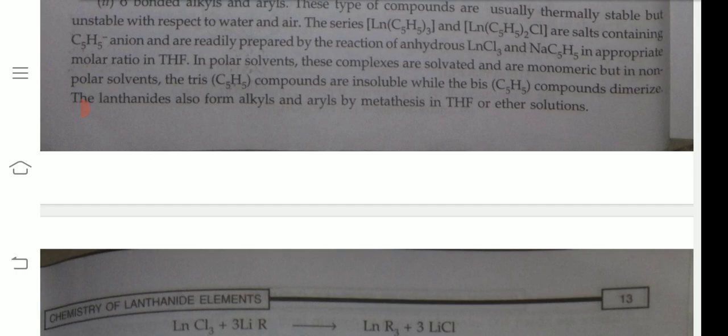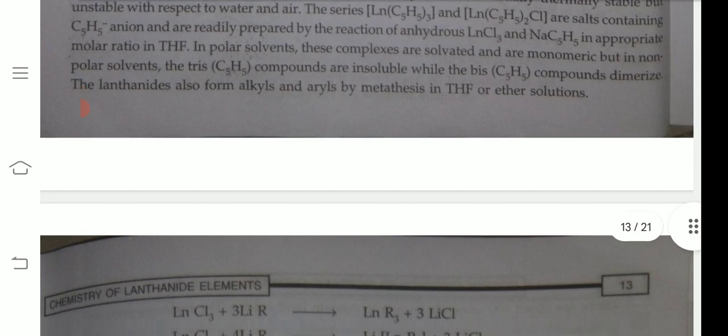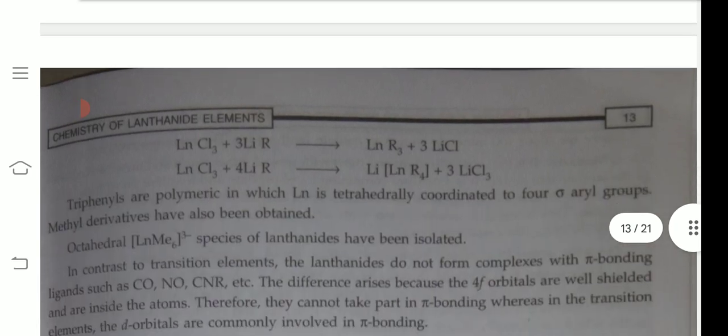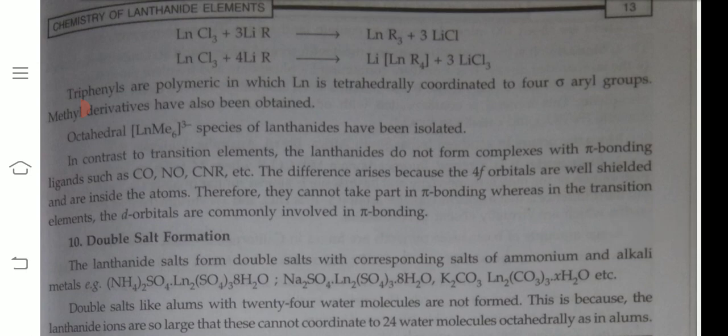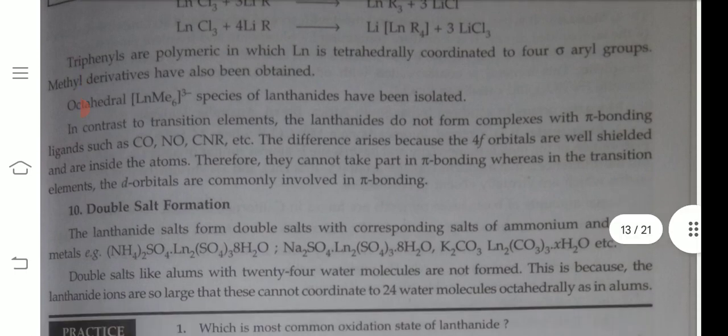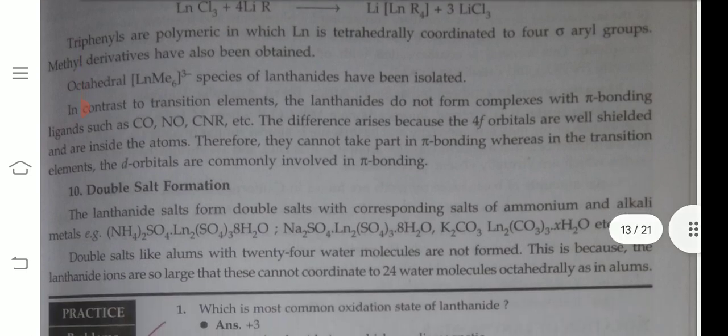The lanthanides also form alkyls and aryls by metathesis in THF or ether solution. Triphenyls are polymeric in which Ln is tetrahedrally coordinated to 4 sigma aryl groups. Methyl derivatives have also been obtained. Octahedral Ln(Me)6 3- species of lanthanides have been isolated.